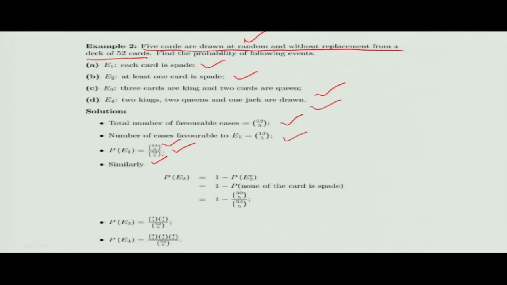Let's look at probability of E2. Probability of E2 is at least one card is spade. Now at least one card is spade, it can happen in 1 card is spade, exactly 2 cards are spade, exactly 3 cards are spade, and then all 5 cards are spade. But for that I'll have to calculate 5 probabilities. I don't want to do that.